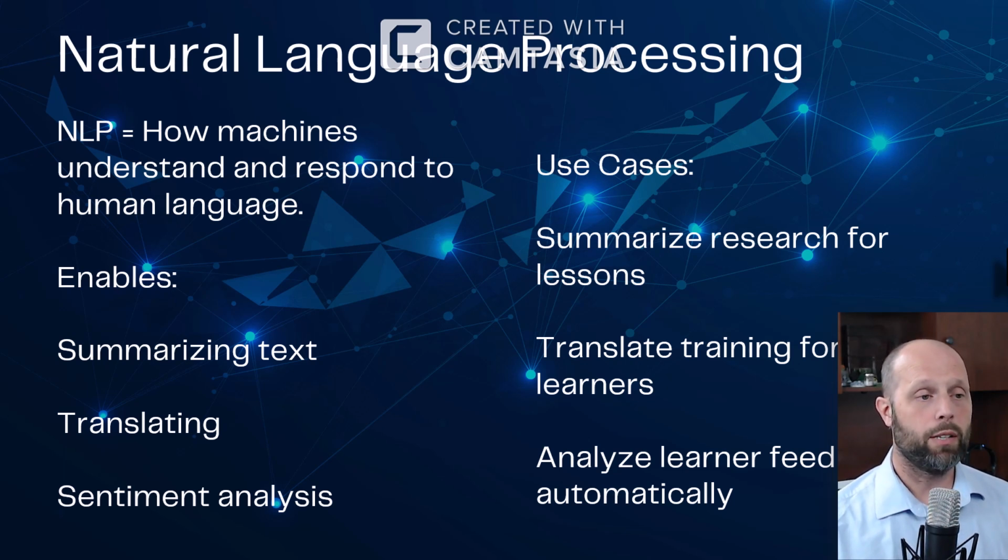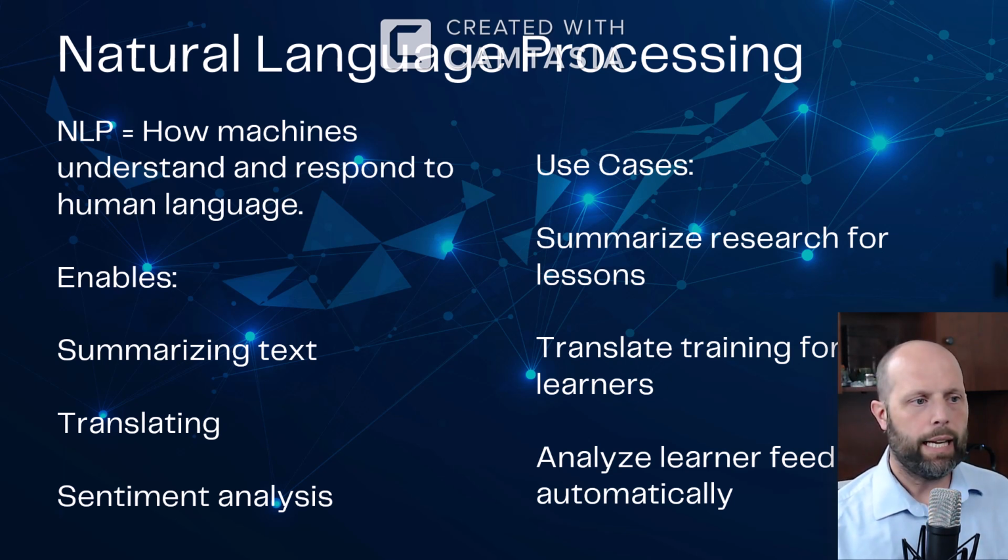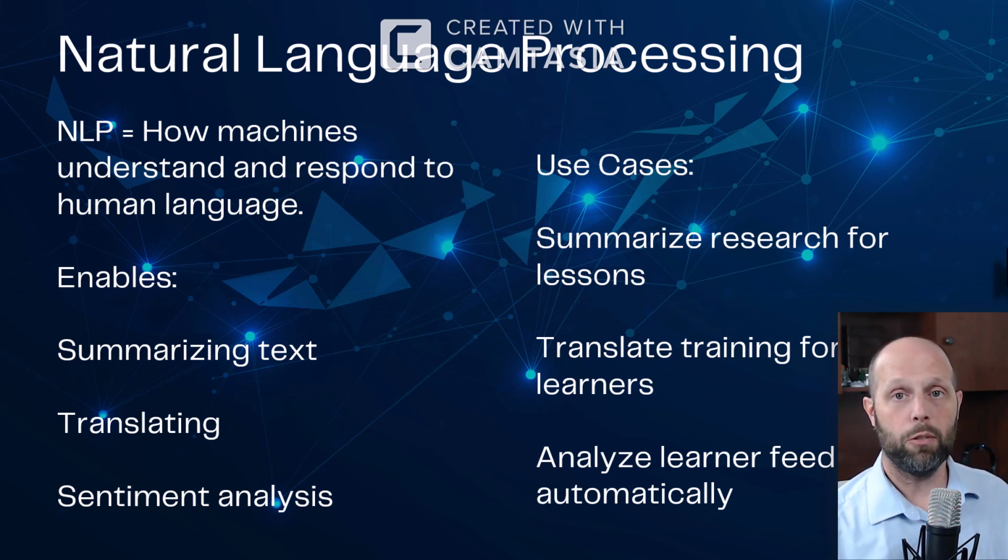So use cases here for natural language processing. Of course, you can summarize research for lessons, right? Because it can take the lesson outline and summarize it for us. It can translate training for global learners. So there are AIs on the market right now who can translate your content. Let's say you write it in English or just your first language, your primary language, and it can summarize that into summaries. It can also translate it. So it can translate it into hundreds of different languages nearly instantly. Okay, so you can reach a wider audience.